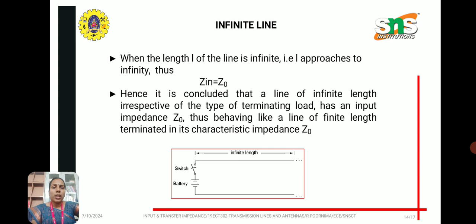For an infinite line, when the length of the line is infinite, L approaches infinity and Zin equals Z0. So it is concluded that a line of infinite length, irrespective of the type of terminating load, has an input impedance Z0. It behaves like a line of finite length terminated in its characteristic impedance Z0.